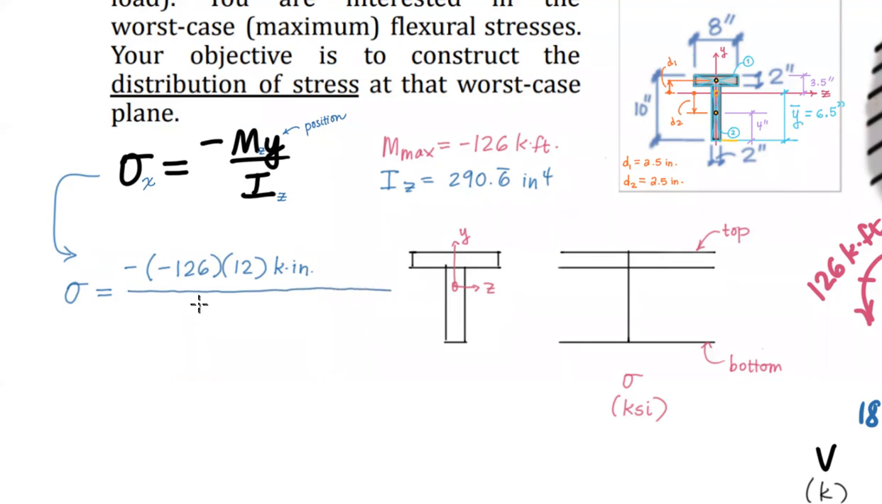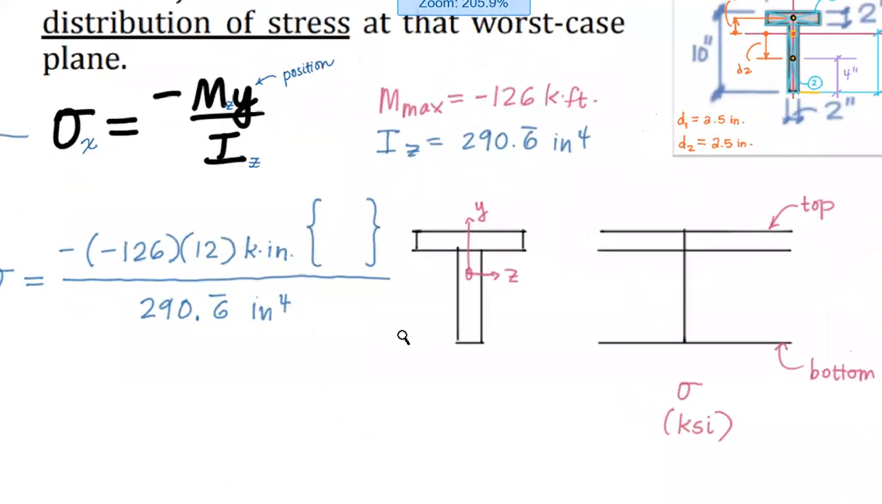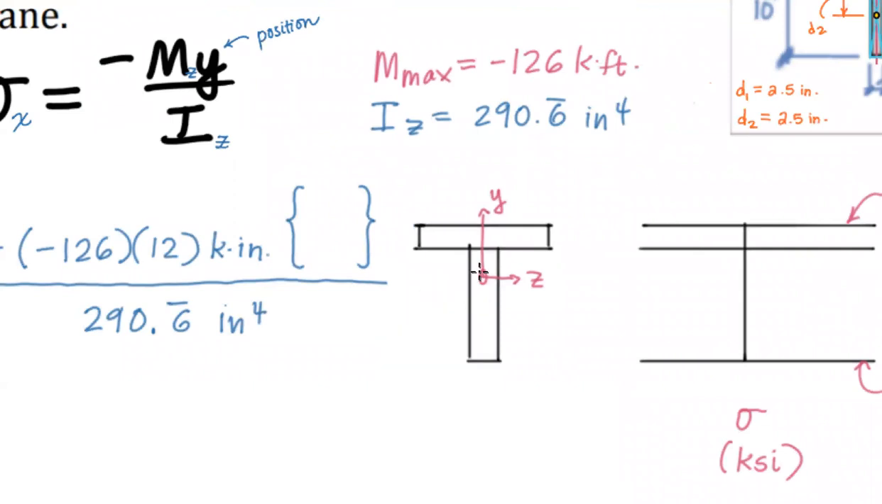The denominator is easy, so that moment of inertia about the axis of bending, or the z-axis, is 290.6 inches to the fourth. And in the numerator, I want to do two different values of y. So I'm going to put a little bracketed term here. You can think of this as a little matrix, okay? And if I start at the centroidal and go up to the top fiber, I'm going to use y equals positive 3.5 inches. That's h minus y bar.